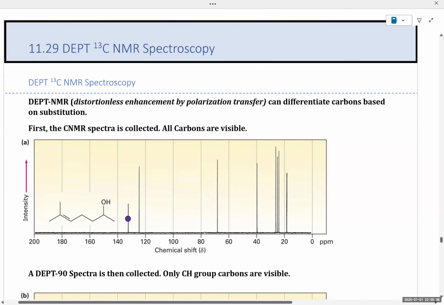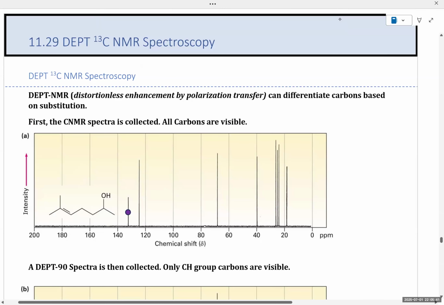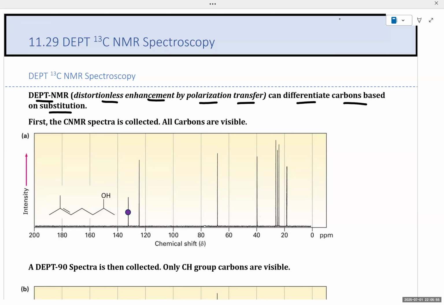Let's now talk about a variant of carbon NMR spectroscopy known as DEPT NMR, or distortionless enhancement by polarization transfer NMR, which can be used to differentiate carbons based on substitution. So in DEPT carbon-13 NMR spectroscopy, the carbon NMR spectra is collected and all carbons are visible. As you can see in this case, we have 1, 2, 3, 4, 5, 6, 7, 8 carbon NMR signals.